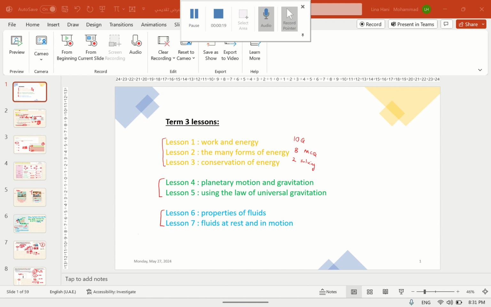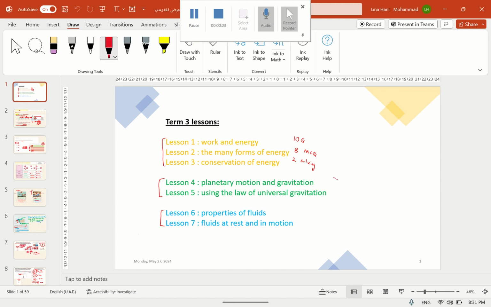In this lesson, we have 6 questions. 5 of them are multiple choice questions and 1 solving question. But this question probably has 10 marks, so we have 10 here, and 5 times 4, that's 20, so in total 30 marks.